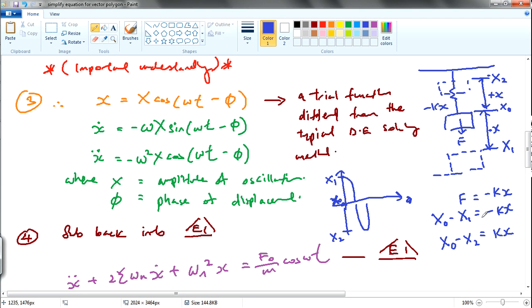So how do I say it? Minus kx is actually x1. In other words, x1 is equal to minus kx. The amplitude of x1 is equal to minus kx, while the amplitude of this portion over here is equal to kx, since that's the convention itself.